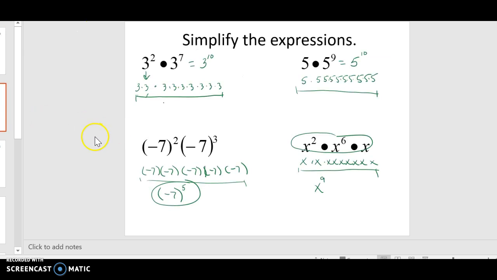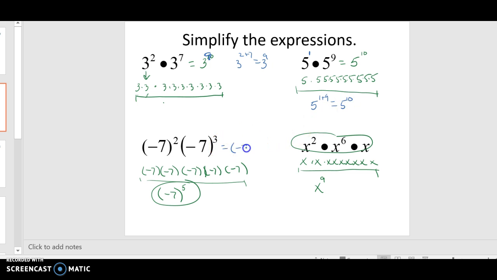So what this exercise did, instead of writing these all out, I could have easily just done 3, oh, sorry, this was 9. I'm sorry about that. I could have written one base 3, add the 2 and 7 to get 3 to the 9th power. Here, if you don't see an exponent, the exponent's 1. So I could have written it as 5 to the 1 plus 9 gives you 5 to the 10th power.